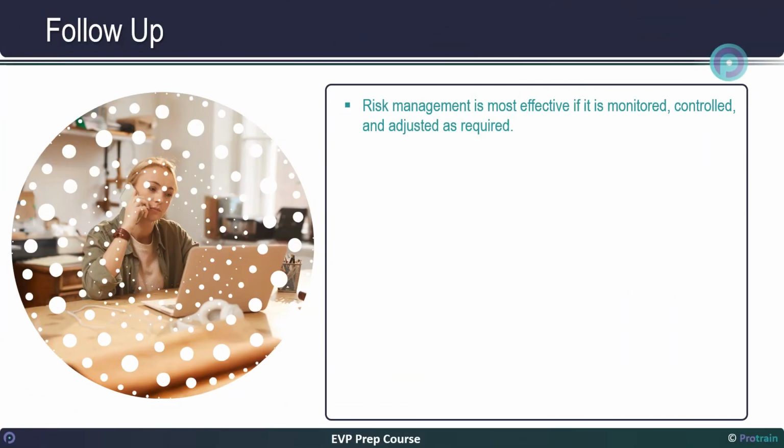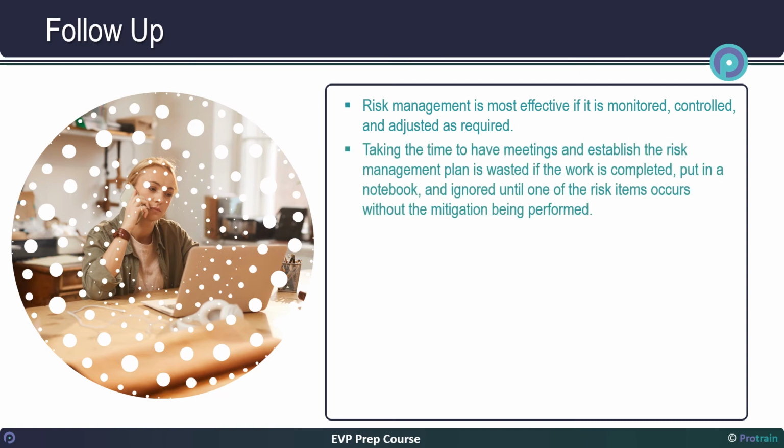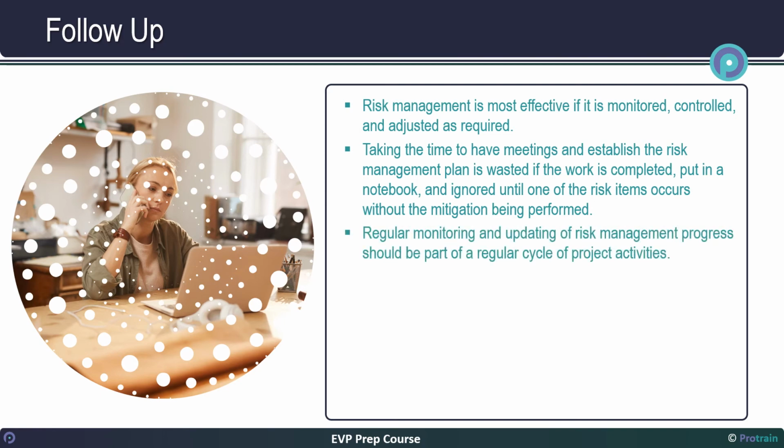Follow-up. Risk management is most effective if it is monitored, controlled, and adjusted as required. Taking the time to have meetings and establish the risk management plan is wasted if the work is completed, put in a notebook, and ignored until one of the risk items occurs without the mitigation being performed. Regular monitoring and updating of risk management progress should be part of a regular cycle of project activities. Monthly or quarterly reviews and status reporting of risk mitigation is recommended.